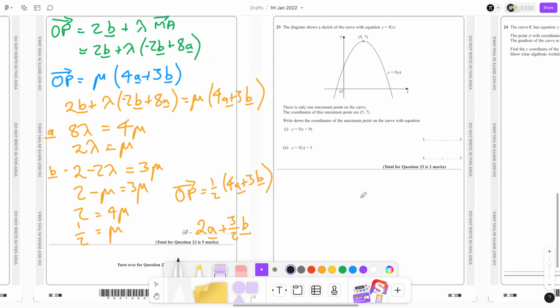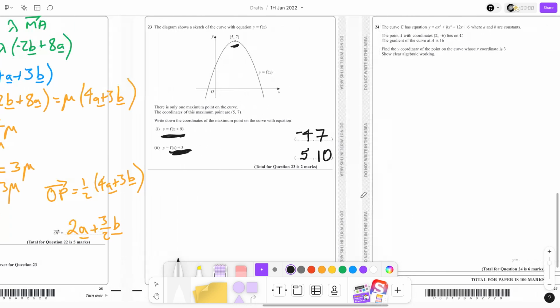Okay, so this is a sketch. This is about transformations of graphs. What does this do? Well, you need to know that that shifts the graph to the left 9 places. If it just moves it to the left, where does the maximum go? Where does that point go? Well, 9 to the left is just this one moves to -4, and this stays the same. This, what does this do? It shifts the graph up 3, so the 5 stays where it is, and 7 becomes 10.